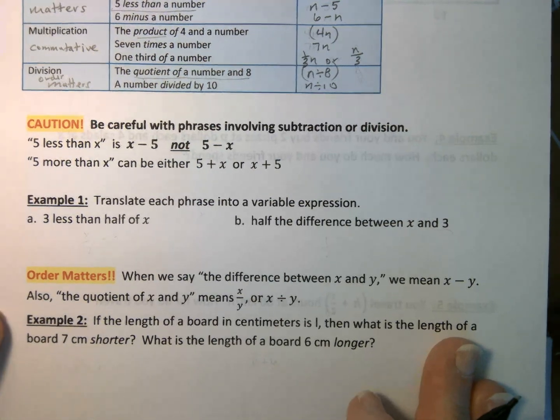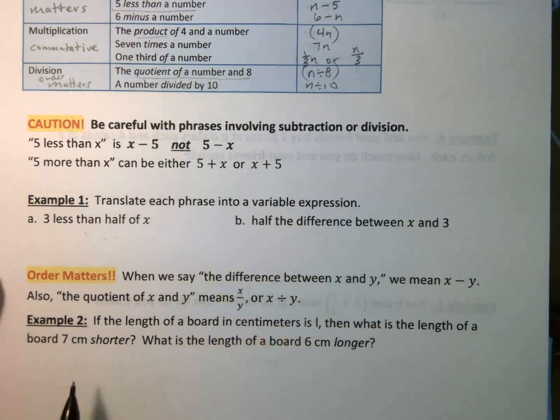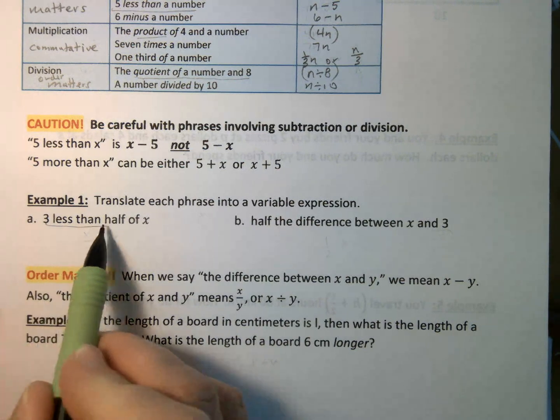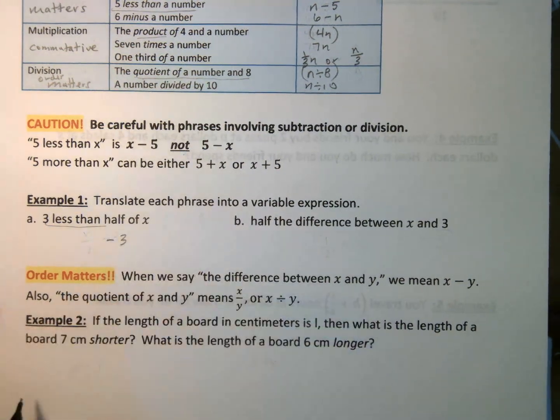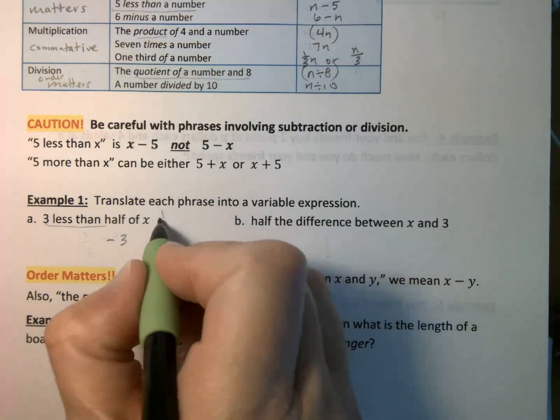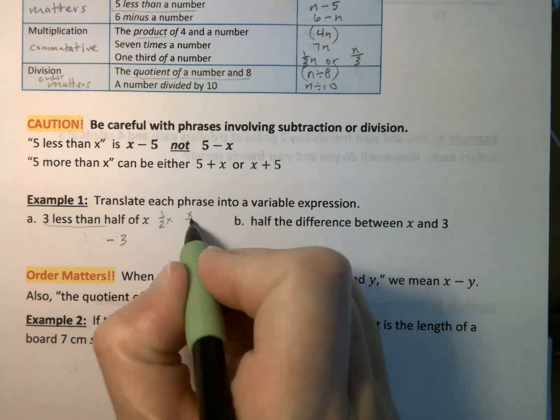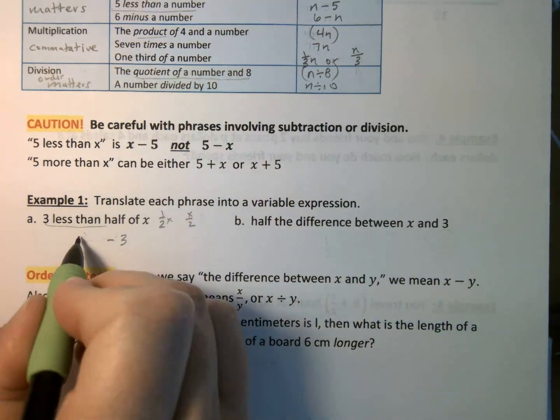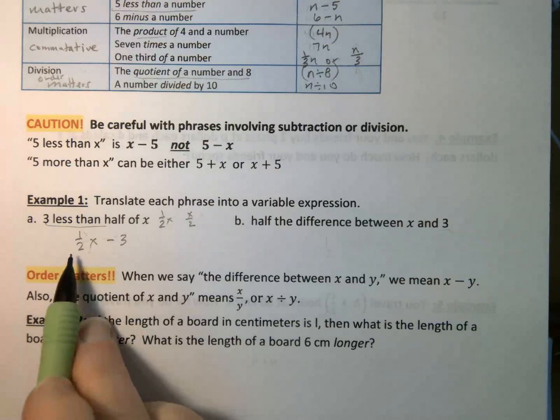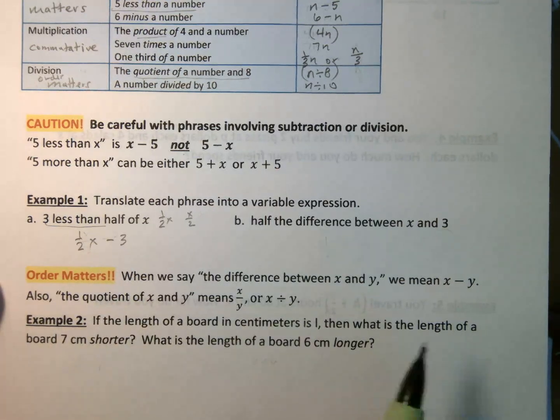It says, translate each phrase into a variable expression. So 3 less than means I'm going to be taking 3 away. Half of x, I could write it like that, or I could write it like that. I'm going to just write it as 1/2 x. So 3 less than half of x.